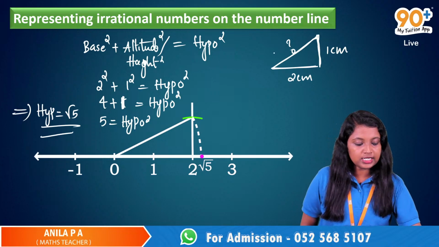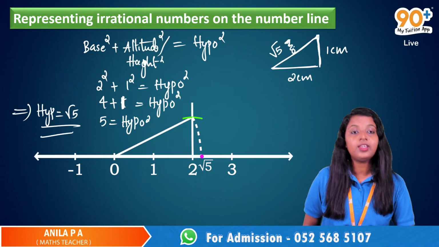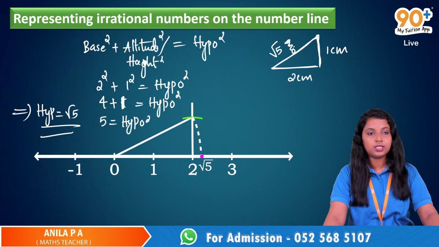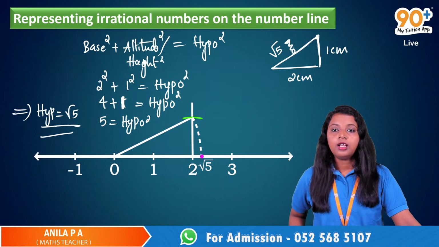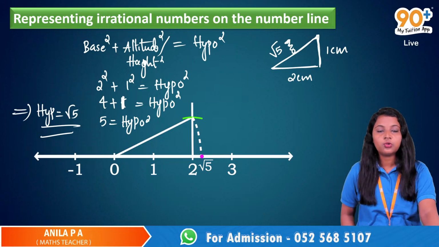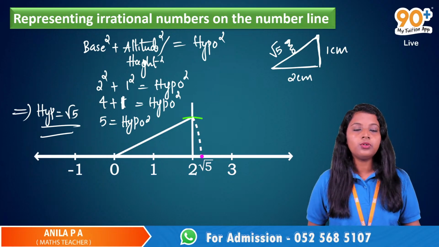Okay, so this distance is actually root 5. That is why we are taking 2 centimeter. Okay, just like that. We learned a different way in school, and you can use that method also.